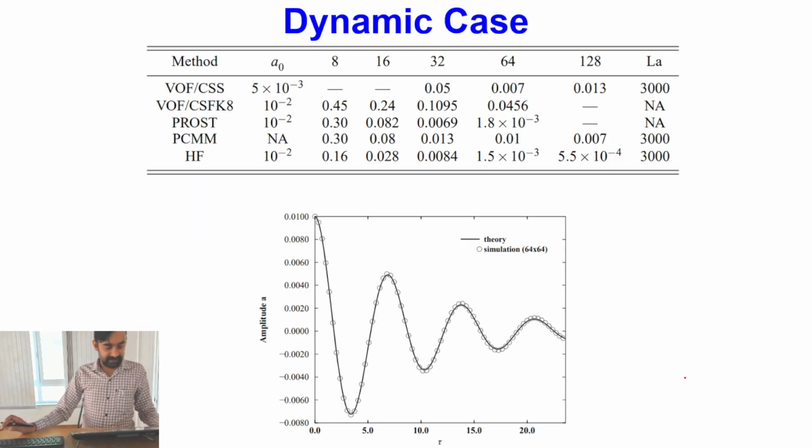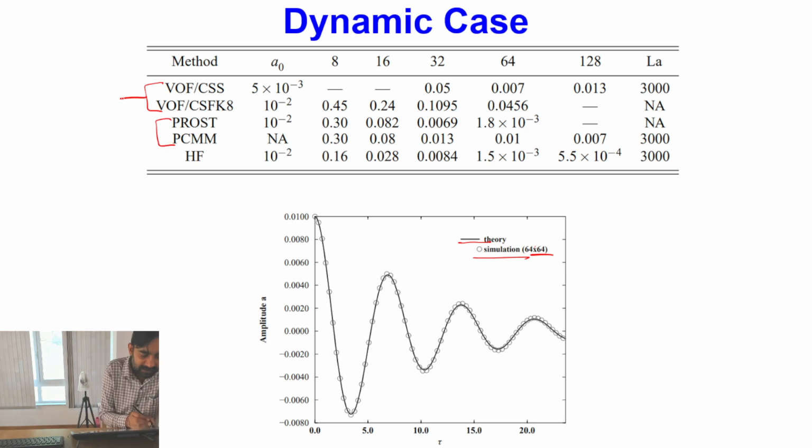Okay, and these are the amplitudes of oscillations which are taking place, and these are estimated from theory as well as from the simulation on a 64 by 64 grid, and ultimately you are able to find there is good accuracy. But one important point: you can see that when we are comparing the methods, we are writing WOF CSS, WOF CSS K8, and then PROST PCMM and height function.